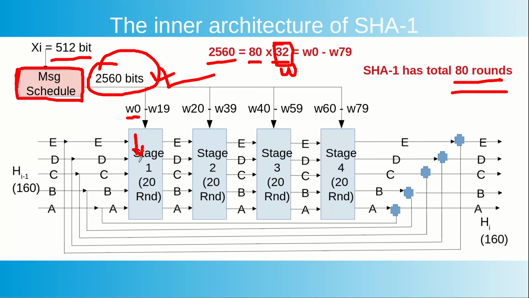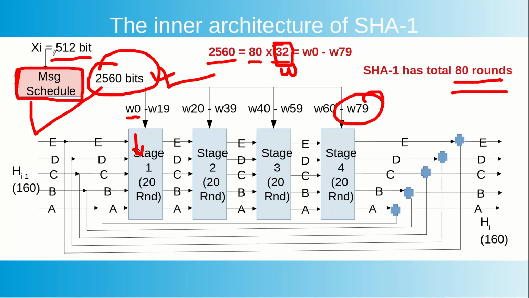So, in each and every round we will take one word, we will work on that, then we will pass it to the next round, and the next word will be taken. In that way 80 different words will be there and 80 different rounds are there. So we will work in that way. Let us now come to this message scheduling part.